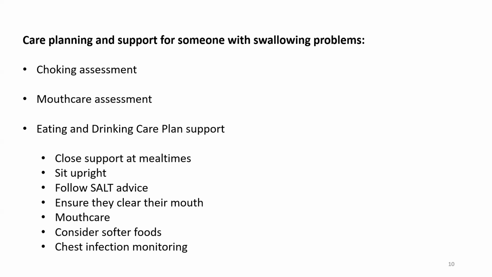Chest infection monitoring. This is an important thing to put in the support part of your care plan. It's basically asking yourself, or monitoring, whether the person is having recurrent chest infections, because this may be related to something else, but it may be related to aspiration. So if food, drink, or saliva, for example, is going down the wrong way, so it's ending up in the lungs rather than the stomach. Aspiration can cause recurrent chest infections, and that can lead to pneumonia, which can be very serious, sometimes fatal.